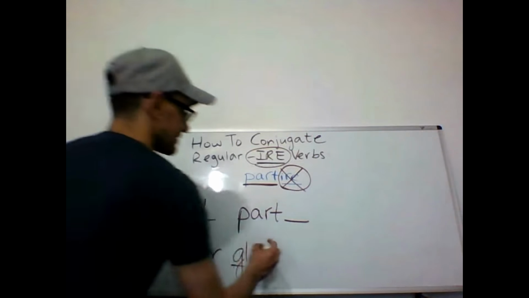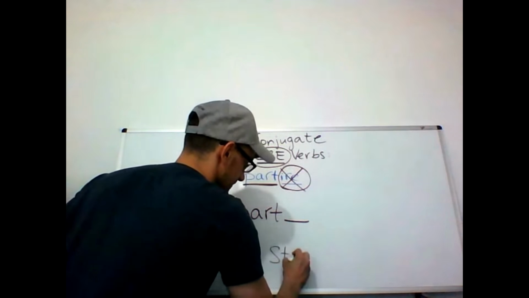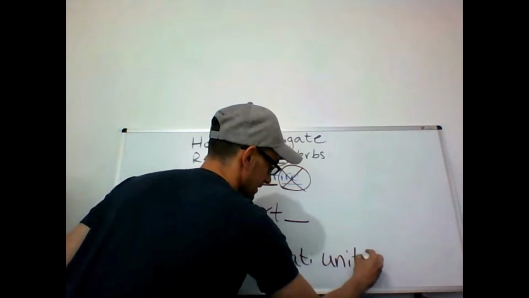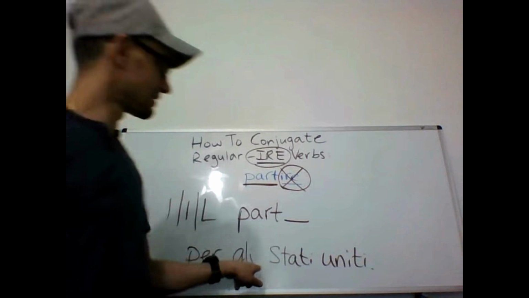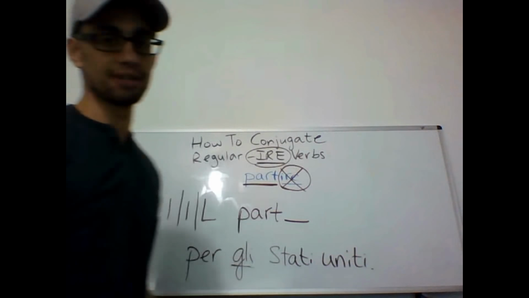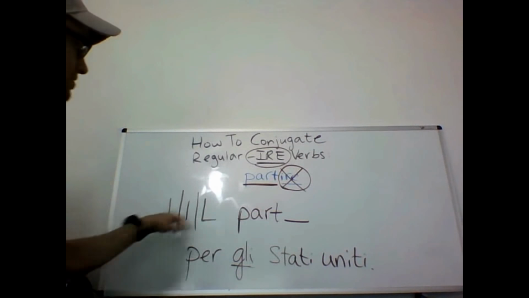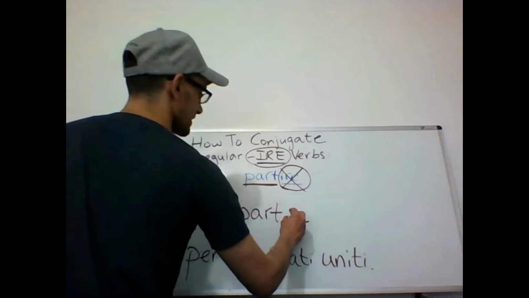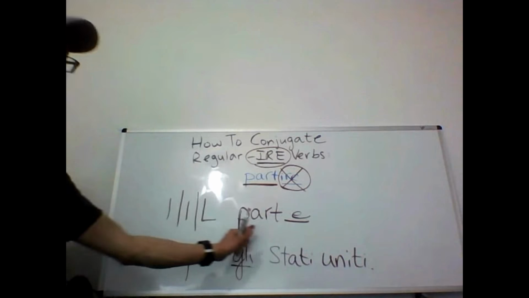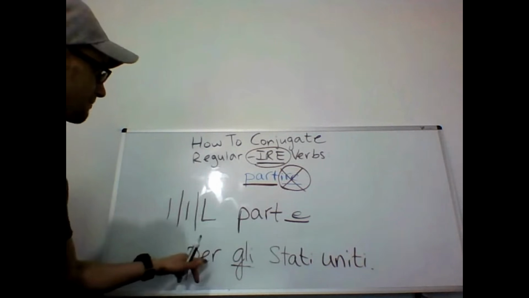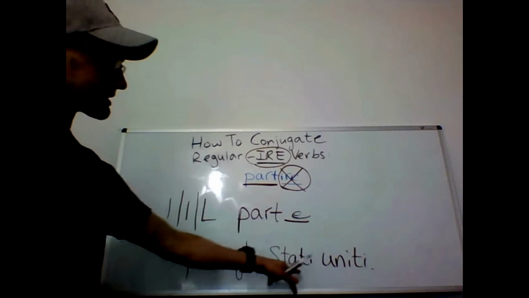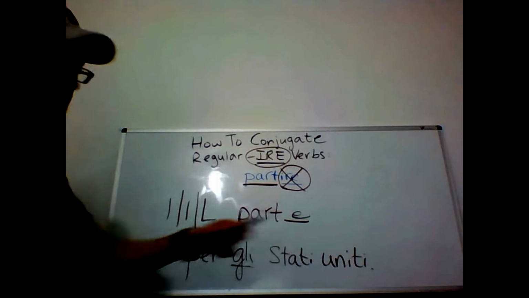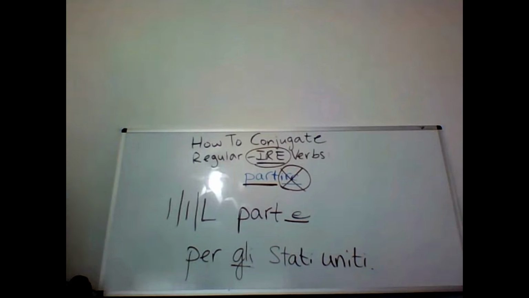Gli Stati Uniti. Now, yes, I know it looks like the States United, but that's how it is in Italian. So lui, lei, part, and then you just add the ending, and that's an E. So lui, lei, parte per gli Stati Uniti. Gli Stati Uniti, the United States. Okay.